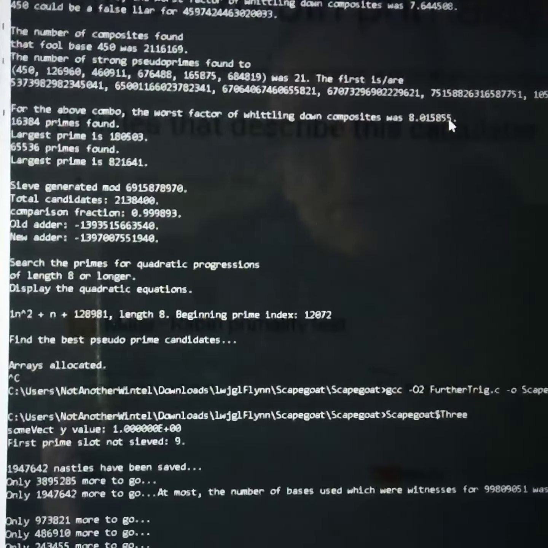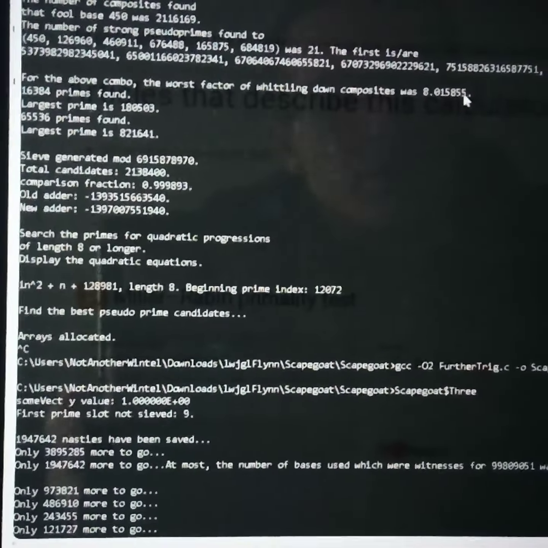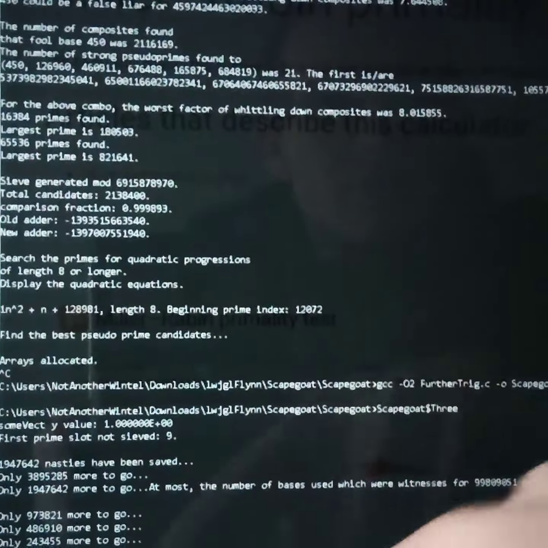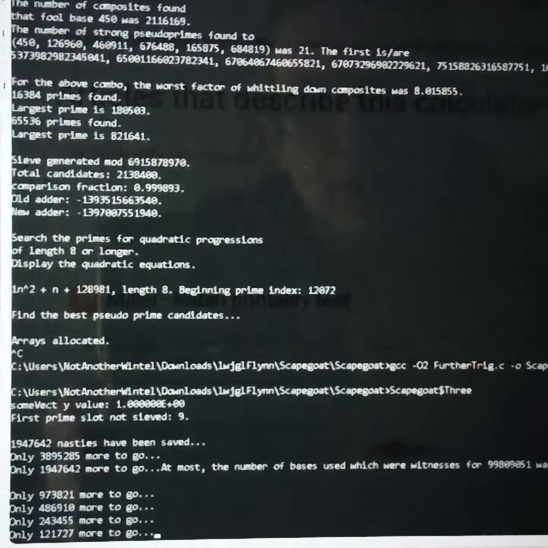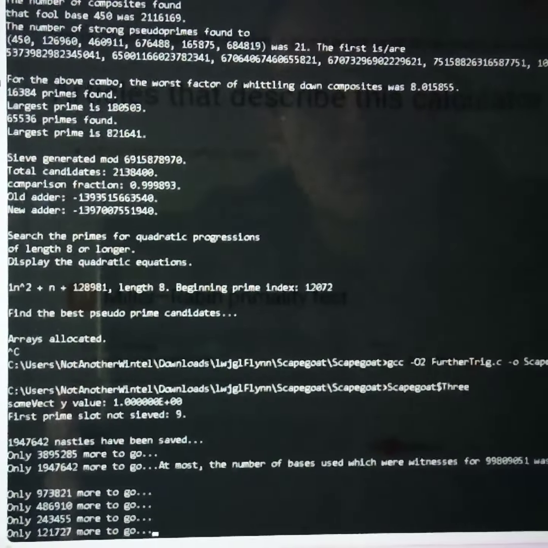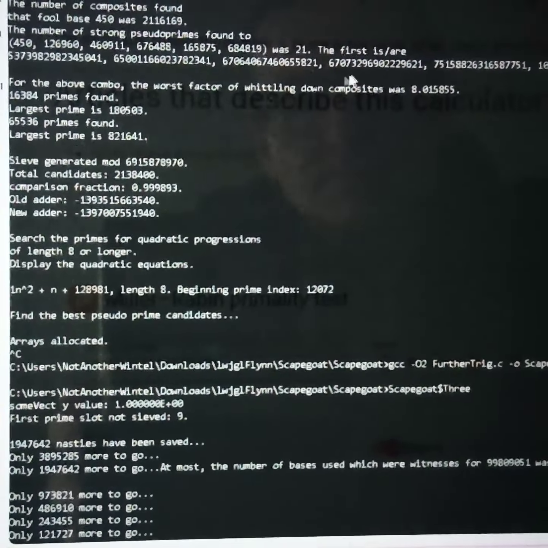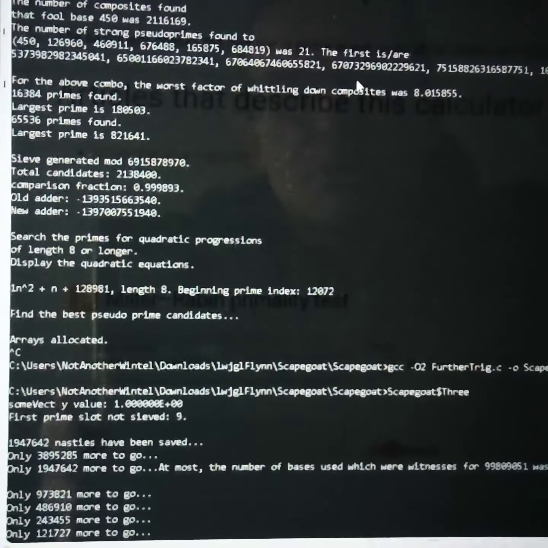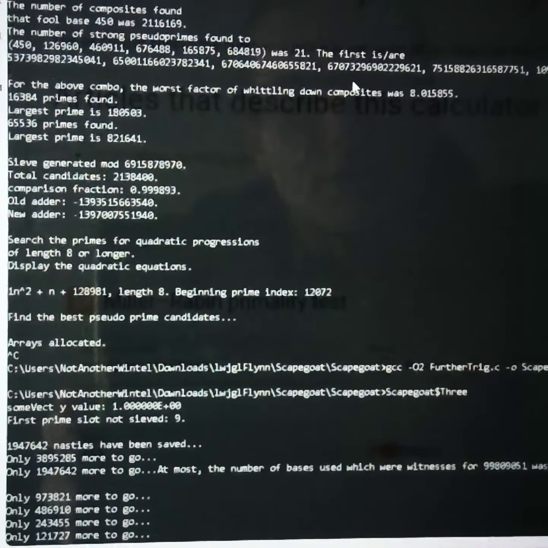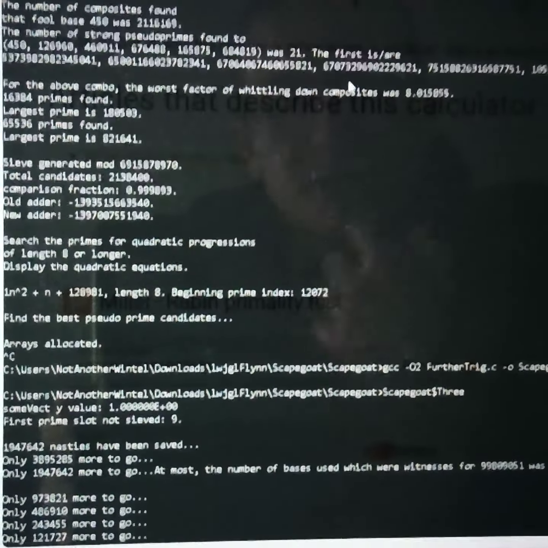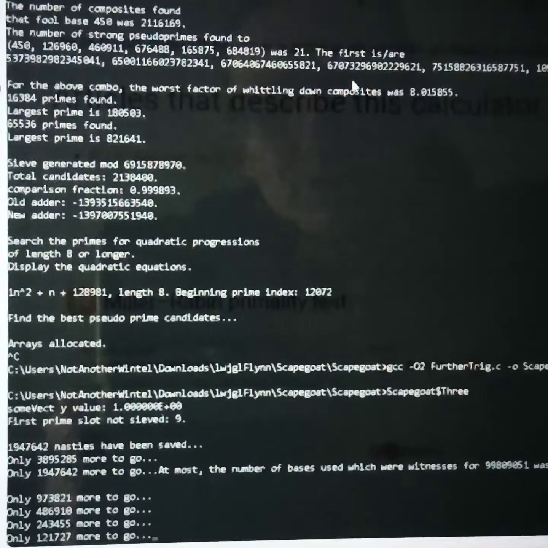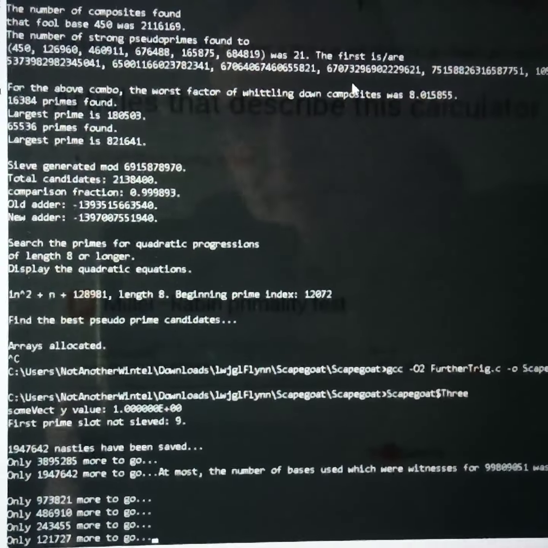Now on the left is a run where more of the action will be shown on what a strong liar is and what combinations of bases might work well. What it's doing now is generating a lot of composite numbers that it can use to break the test. Now, I have to admit there's no shortcut that generates all strong pseudoprimes to a given base, but there are ways to find the vast majority of them.